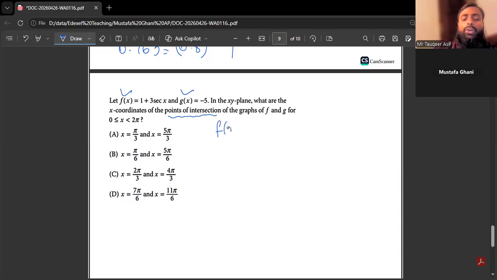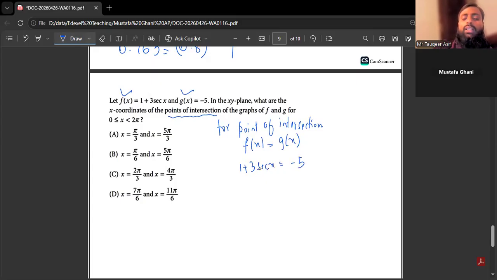So what you are going to do for the point of intersection, let me write it here to keep the concept. For the point of intersection, what we are going to do is f of x equals g of x, right? Where f of x is 1 plus 3 secant x, equals g of x, which is minus 5.